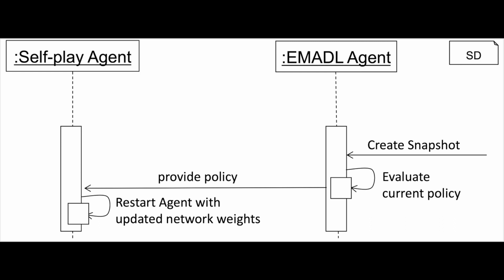To ensure an improvement of the self-play agent during training, after a pre-defined number of episodes, a snapshot of the EMADL agent is taken. When this snapshot is taken, the current policy of the EMADL agent is evaluated, and then with a newly developed script, this policy is provided to the self-play agent, which then is restarted with the updated network weights. Therefore, also the self-play agent improves during training.